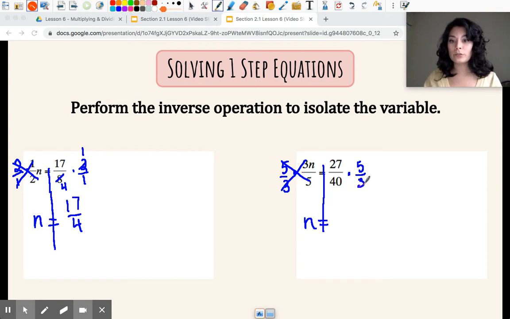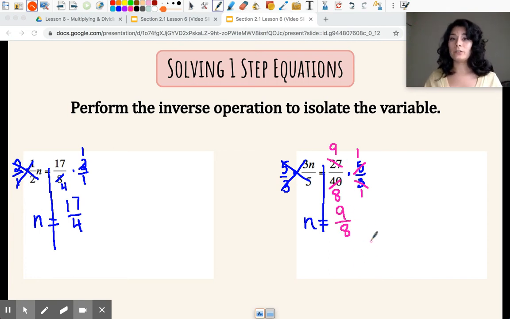So I can reduce 3 and 27 both by 3. The 3 will turn into a 1, and the 27 will turn into a 9. 5 and 40 can also reduce. The 5 will turn into a 1. I can divide each of these by 5. And the 40 will turn into an 8. Okay, and now that I've reduced everything, I multiply. 9 times 1 gives me 9. 8 times 1 gives me 8, and it's fully reduced.